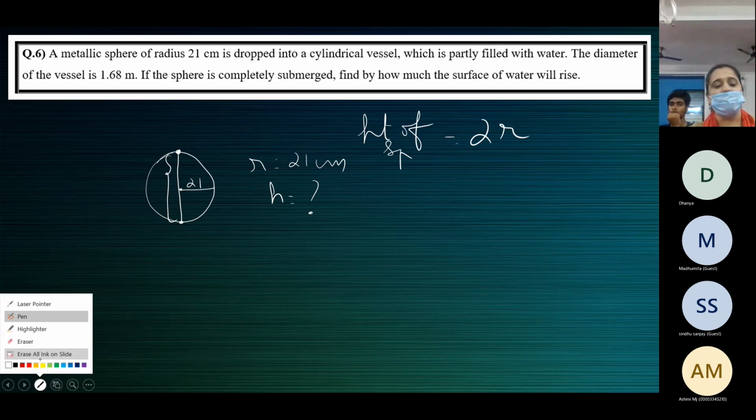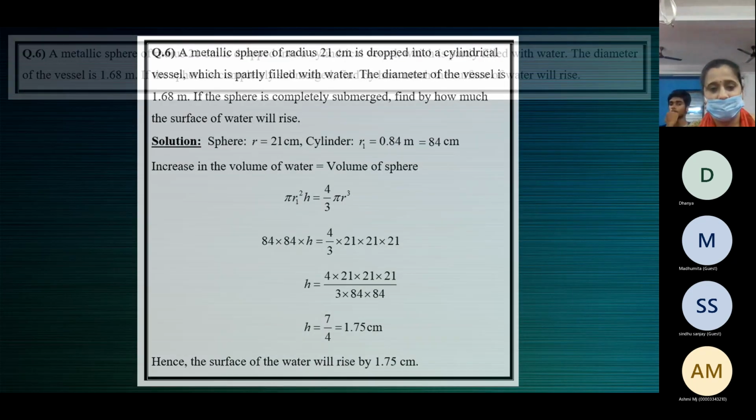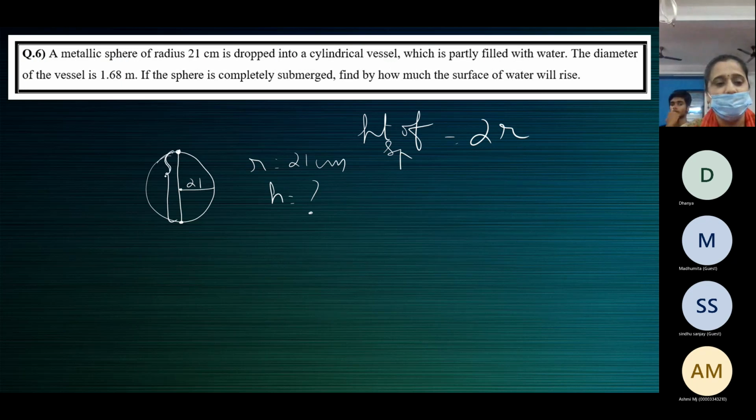I told you in the introduction class. The height of the sphere is the diameter. So if the radius is 21, the diameter will be 42, which is the height of the sphere.